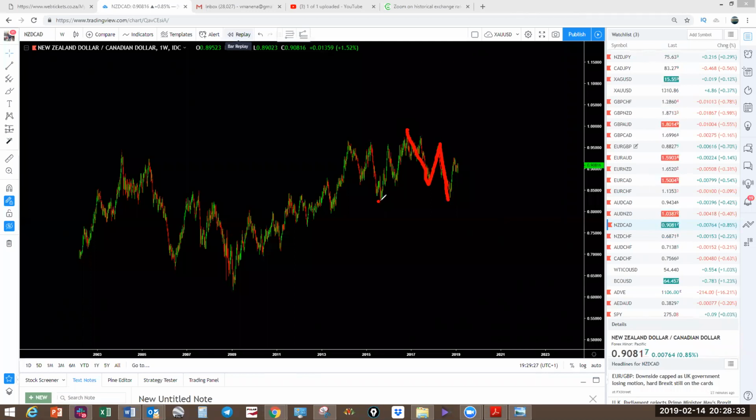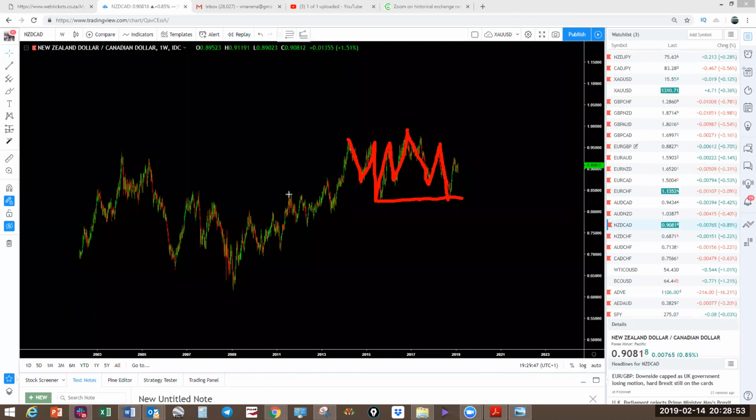So now look how beautiful this structure is. Look at this structure. Very clear on the daily. 1, 2, 3, 1, 2, 3. Why is it that everything here is perfect? 3 waves all round. Don't forget what we were looking at earlier on the weekly time frame.